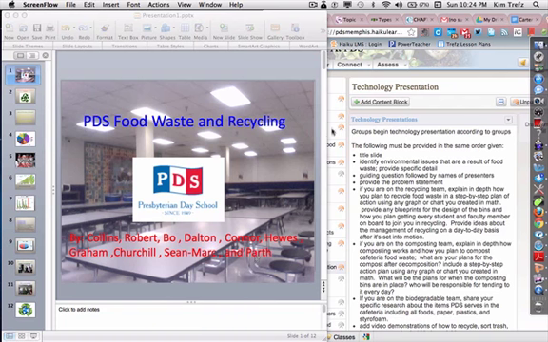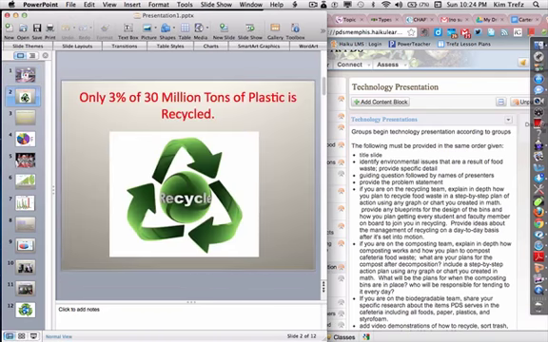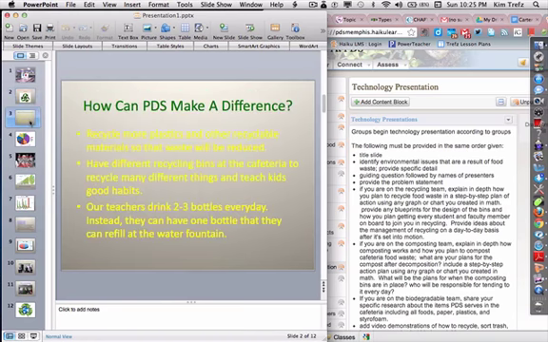Now, the second slide says to identify the environmental issues that are a result of food waste, and it says provide specific detail. So, here we have only 3% of 30 million tons of plastic is recycled. That's pretty significant, and I love that attention getter, and I love this recycling logo here that you have.